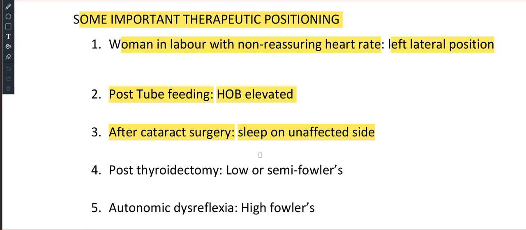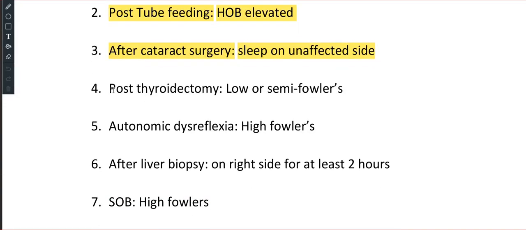Now, post-thyroidectomy, the position to be maintained is low or semi-Fowler's position. Autonomic dysreflexia is a term that is used majorly in the psychiatric conditions when we refer to the increased pressure buildup due to fecal matter or due to urine, right? So this ultimately shows up as signs of increased blood pressure, excessive perspiration, racing heart rate. So in such conditions, you have to give this person high Fowler's position.